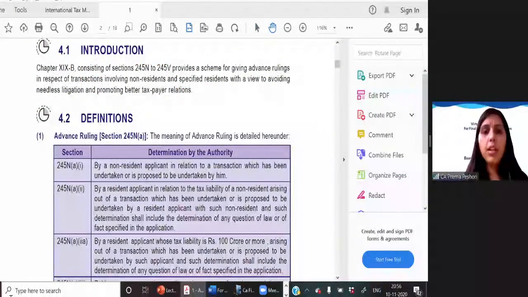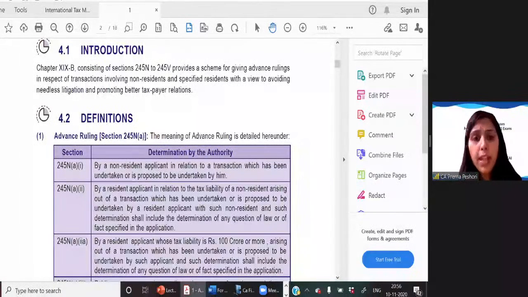What is advance ruling? The non-resident or resident can go to the tax authority and obtain these rulings in advance, wherein they will be granted certainty, like this is the way their transaction would be taxed. This is generally undertaken because there is some new transaction for which there is no judicial precedent. There is no court case on that particular kind of transaction which has been happening.